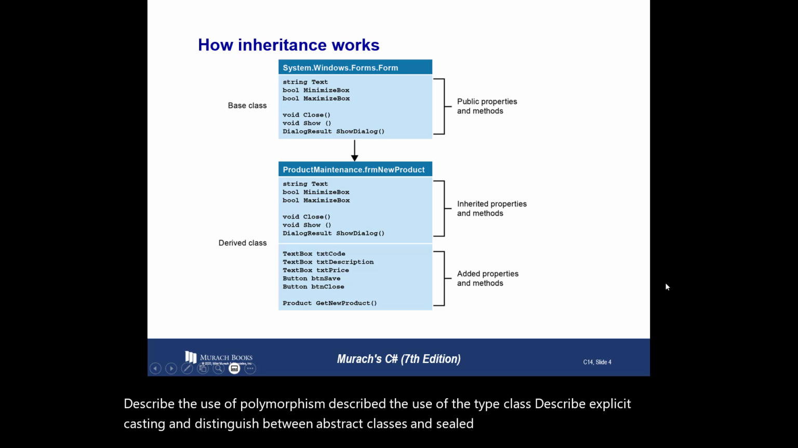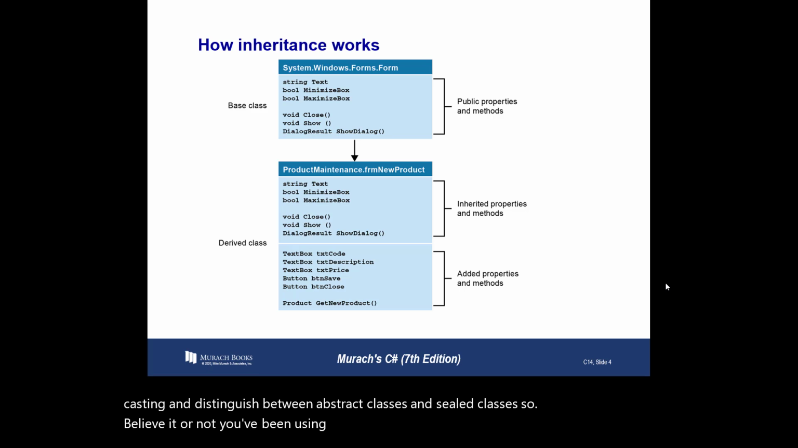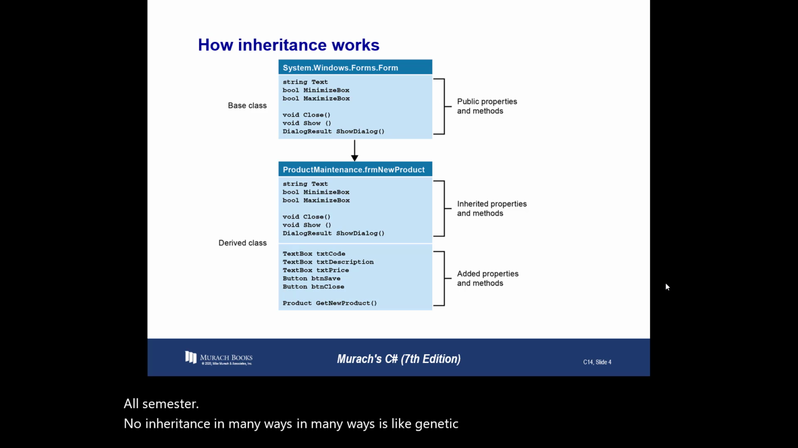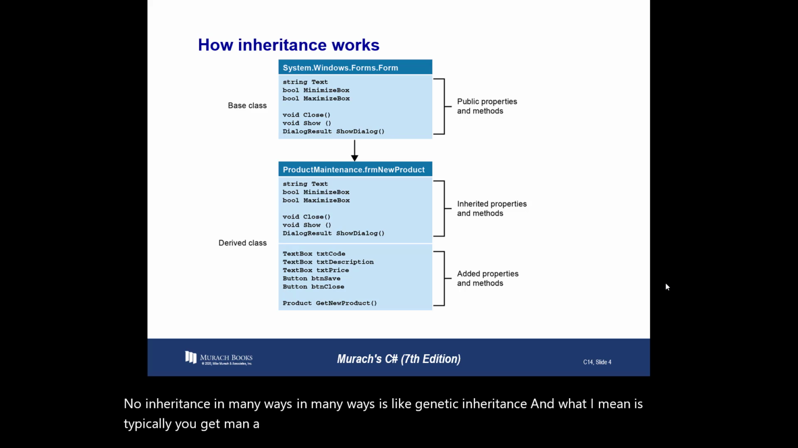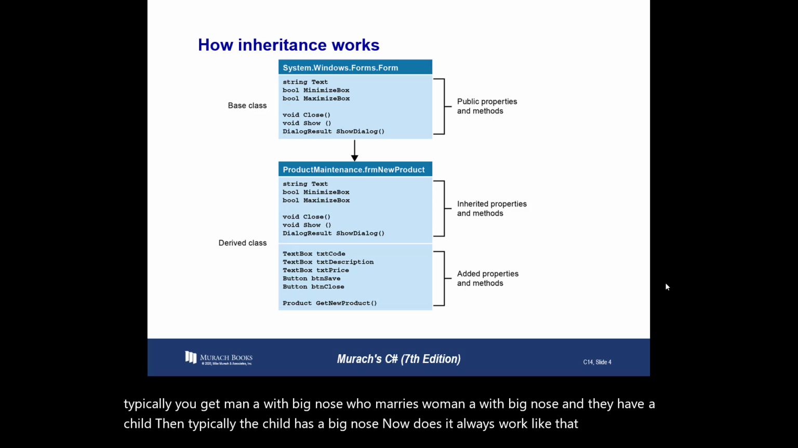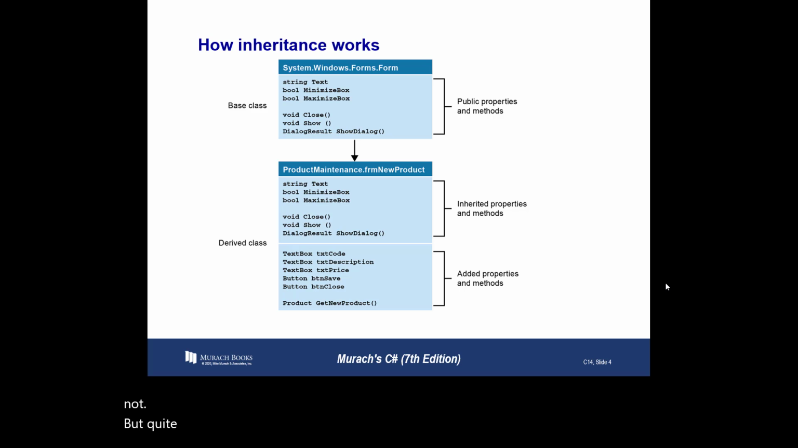So, believe it or not, you've been using inheritance all semester. Now, inheritance in many ways is like genetic inheritance. What I mean is, typically, you get man A with a big nose who marries woman A with a big nose, and they have a child, then typically the child has a big nose. Does it always work like that? Of course not. But quite often, it does.